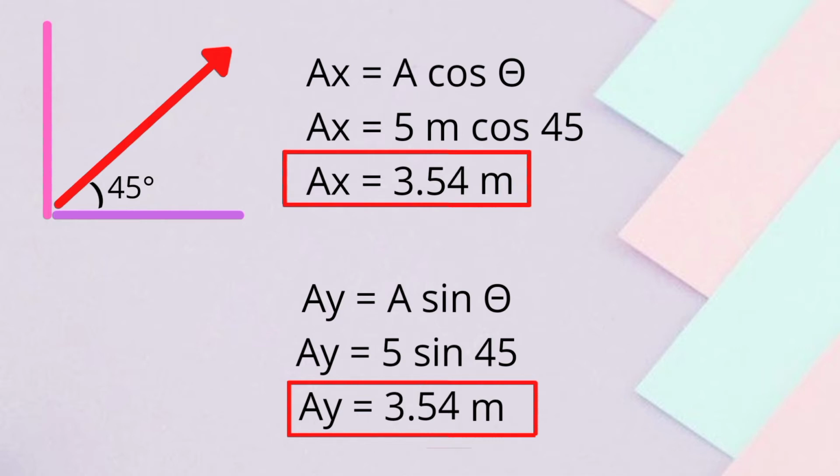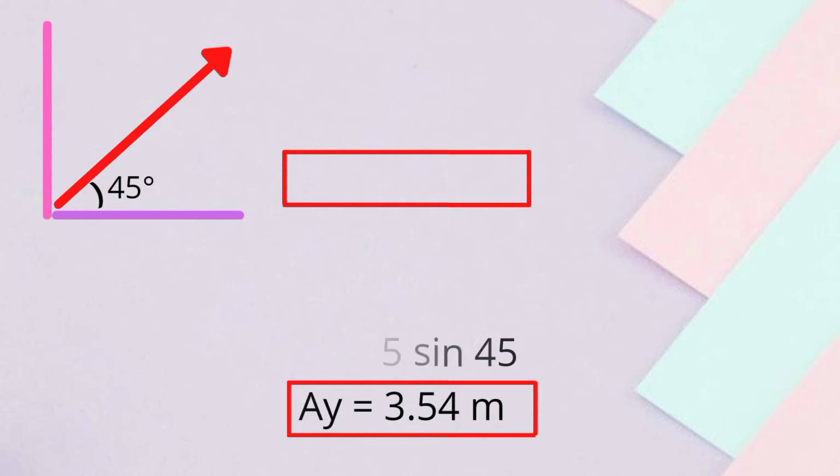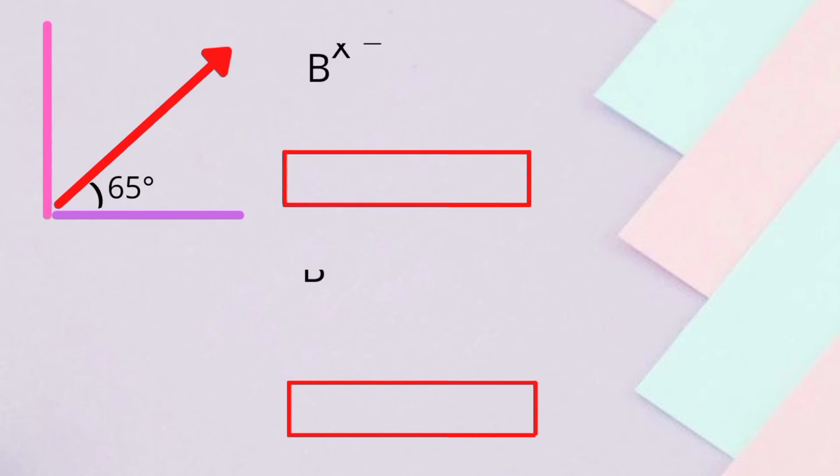For our first vector, which is the 5 meters 45 degrees north of east, we will just substitute our given to our formula, and that will give us an answer. Ax is equal to 3.54 meters. And now for our y component of A, we will use the formula of A sine theta. We will just substitute again our given, and that will give us an answer of Ay is equal to 3.54 meters.